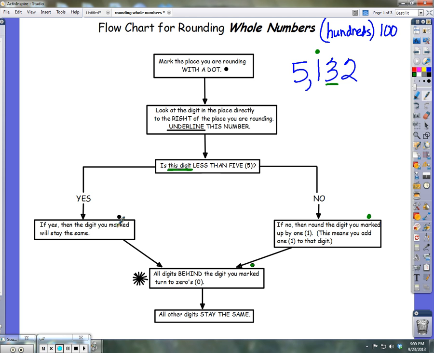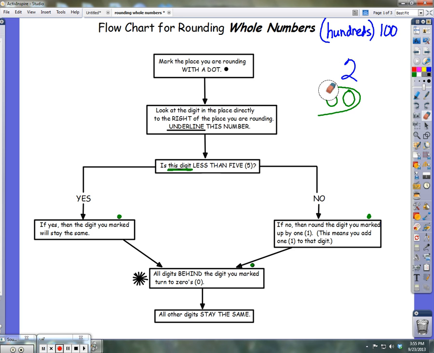If yes, then the digit you marked with the dot will stay the same. So the digit I marked with the dot, which is a 1, will stay the same. Next step, all digits behind or to the right of the digit you marked with the dot turn to zeros. Well, now there are 2 places to the right, so I need 2 zeros. All other digits stay the same, so the 5 will stay the same. So 5,132 rounded to the nearest hundreds place rounds to 5,100.